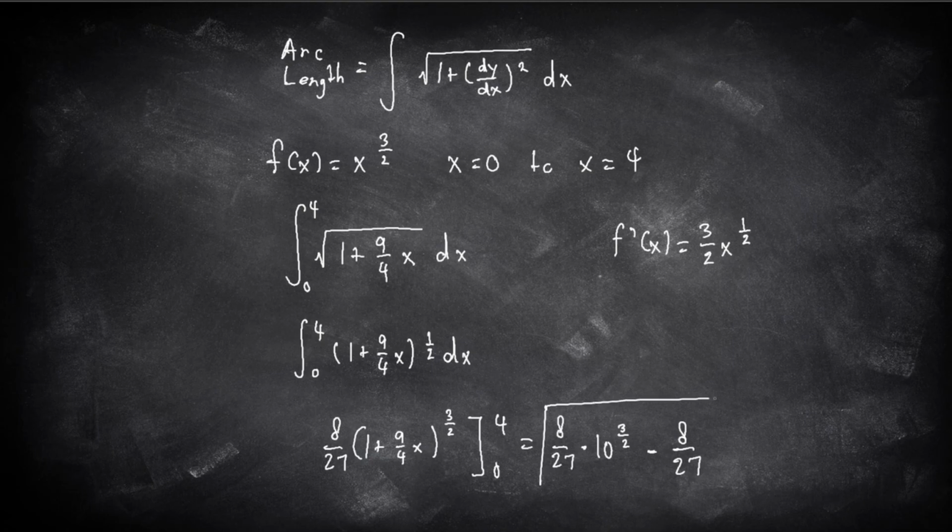So that means your arc length is this, which you could just find an approximate answer using your calculator, because 10 to the power of 3 over 2 doesn't really simplify to a really nice number.